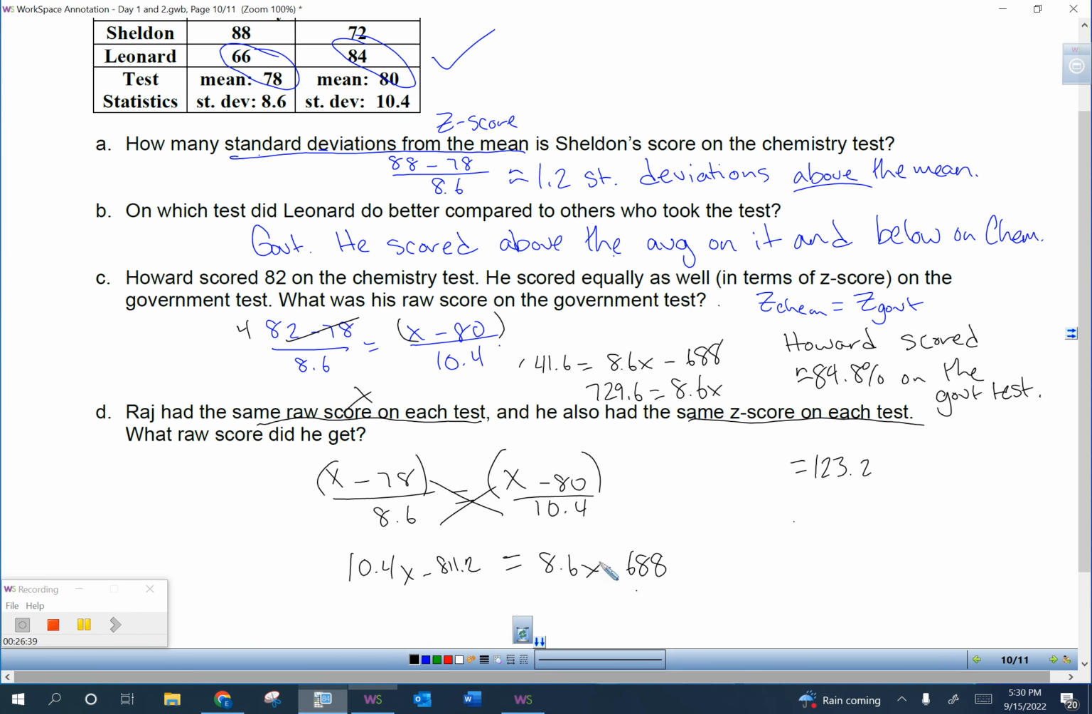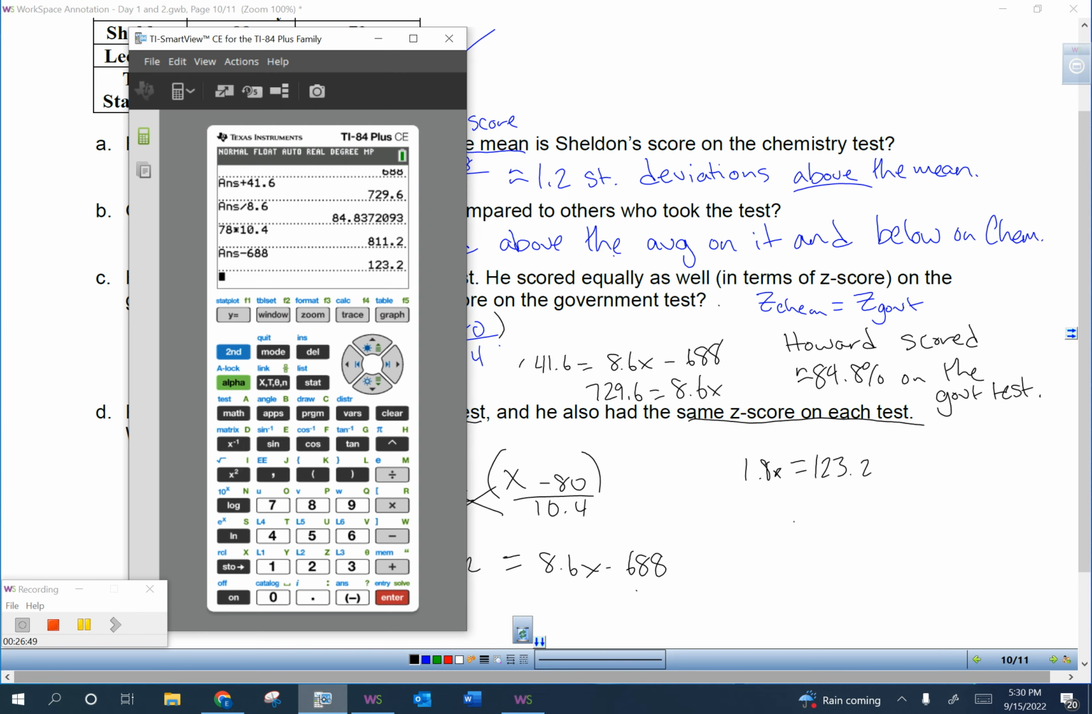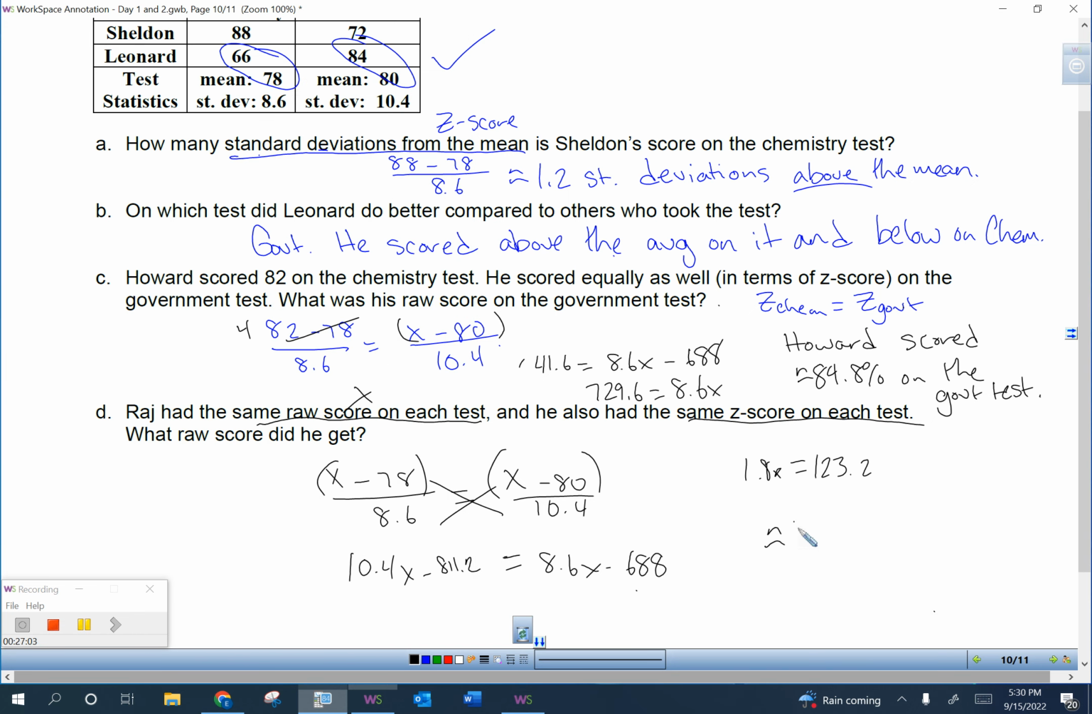And then on the other side, I'm going to subtract that 8.6 over. So that is 1.8. And then I can divide it to finish up here. And we've got a final answer of 68.4 repeating, but remember we are going to make sure we round because the instructions tell us to. So it's about 68.4. So Raj got a 68.4% on both tests.